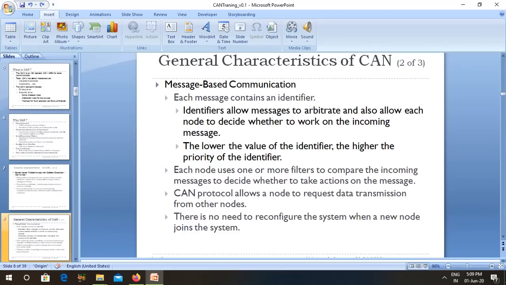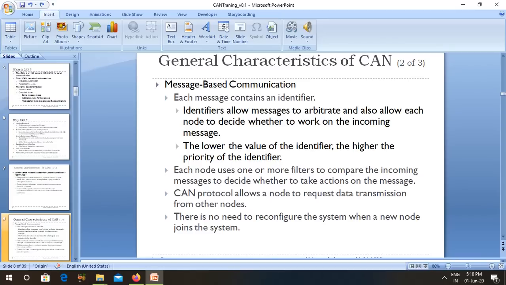We will see it there. One characteristic of CAN is that it uses messages for communication. The messages are named or identified with a number called the identifier. These numbers are used to arbitrate, to find the winner among the nodes which have equal opportunity. If you have a lower value in the identifier, you will have a higher priority to transmit.